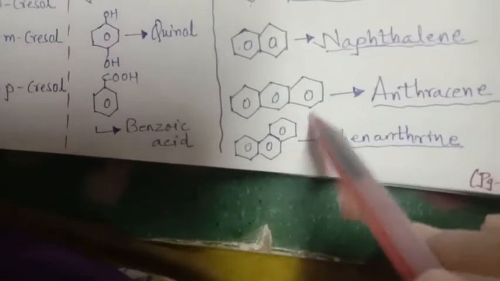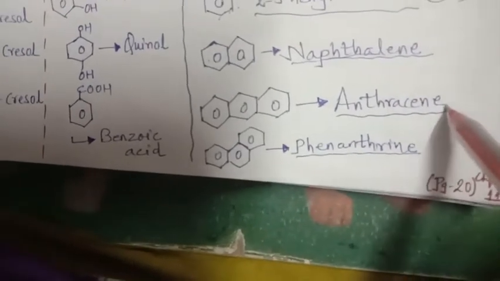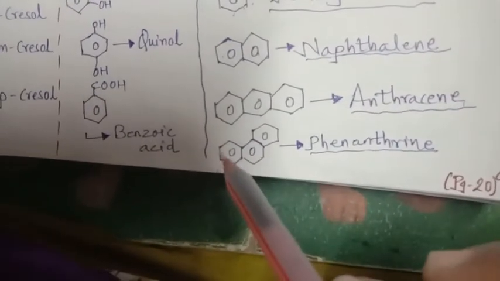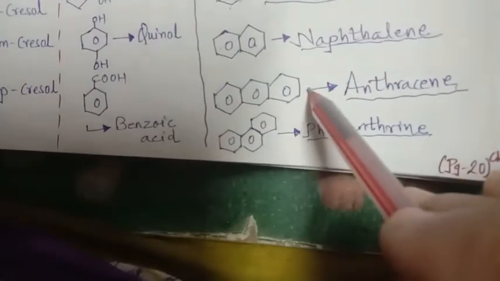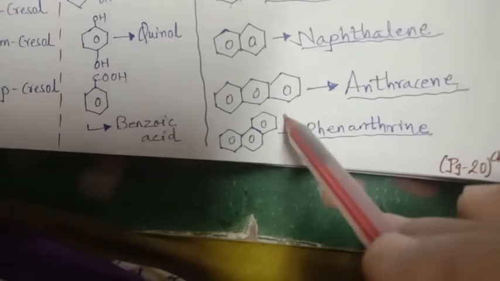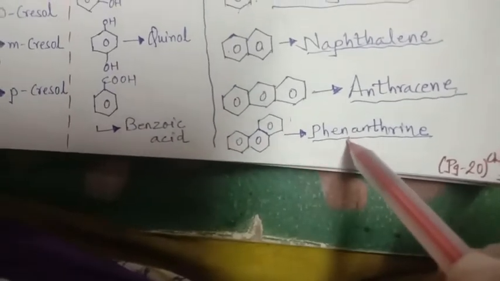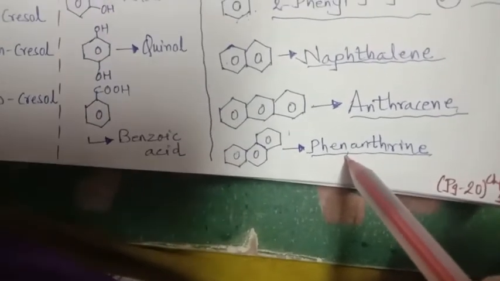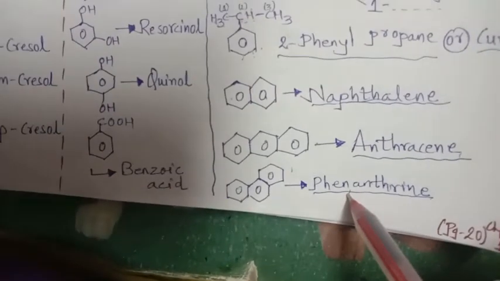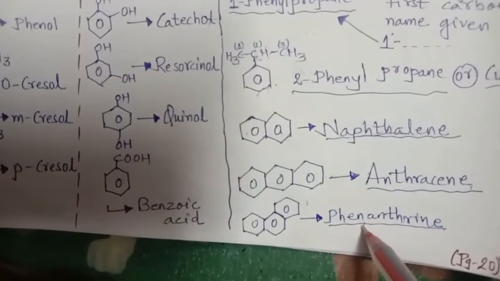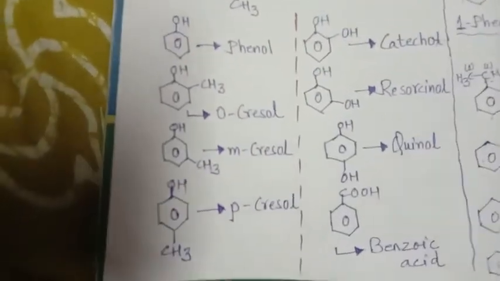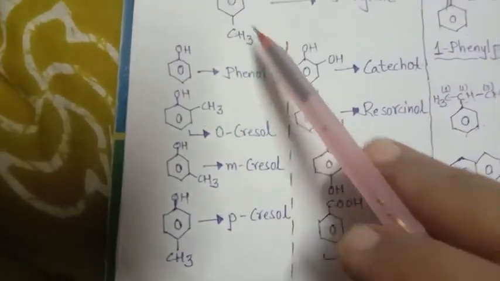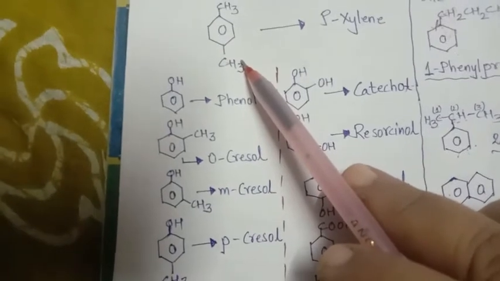Three attached to each other, it is anthracene. Right? And if there are three but the arrangement is not in a direct manner, it is a little twisted, then this is called phenanthrene. So take care for the names: aniline, anisole, naphthalene, anthracene. Right? Here are some more examples also with other functional groups. This was all about the methyl group, CH3.